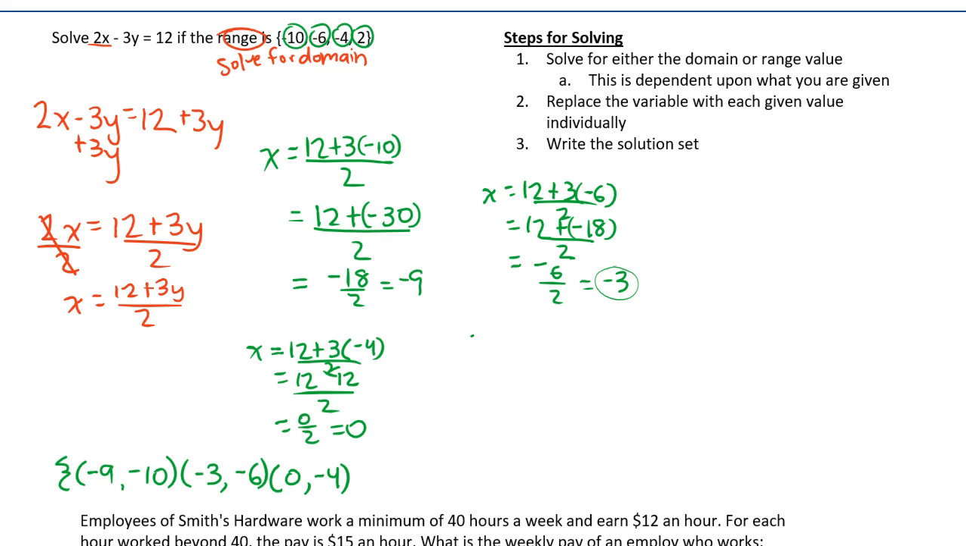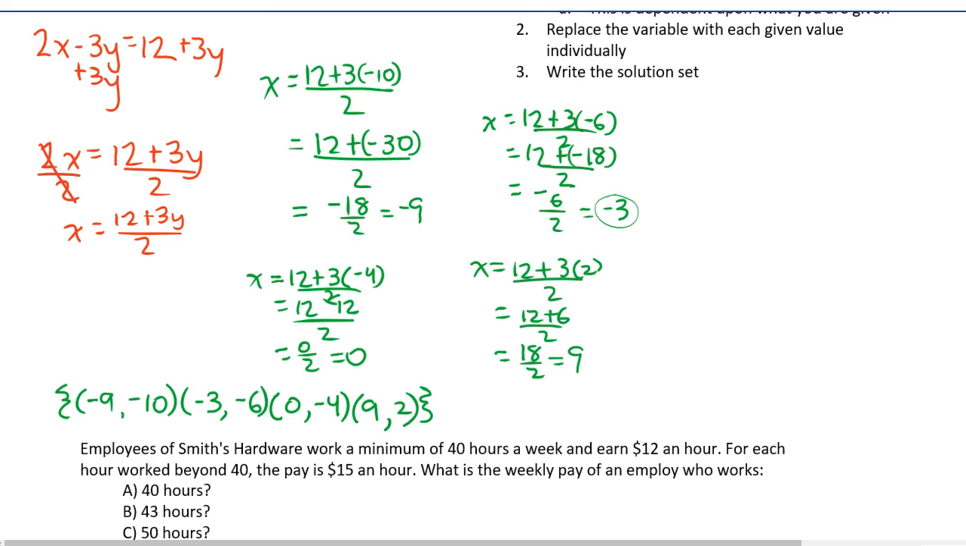And our last one, x equals 12 plus 3 times 2, divided by 2. 12 plus 6 over 2 is 18 divided by 2, which is 9. So now we have the final point of 9, 2. And so this is our solution set here. And notice how we just had to take each of those domain values, plug them in for our y, and get the corresponding range value, and then put them in as ordered pairs.